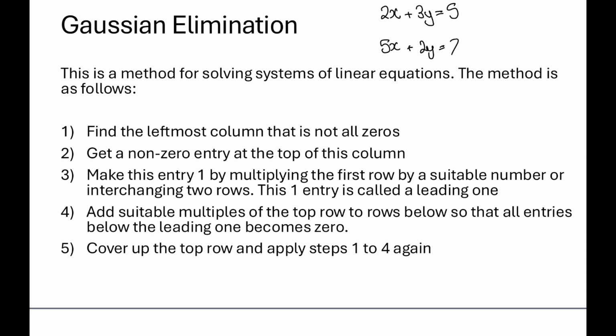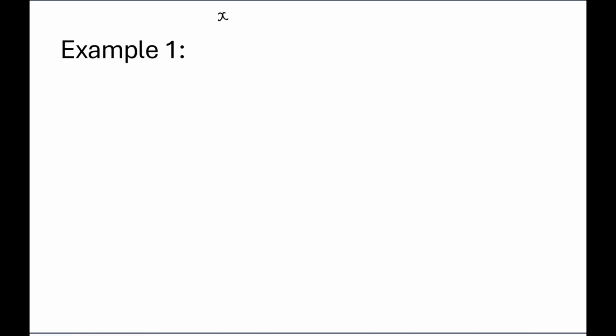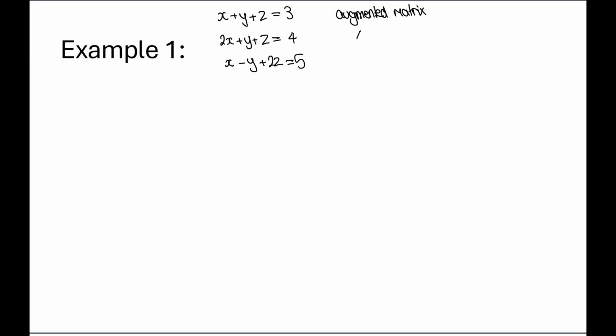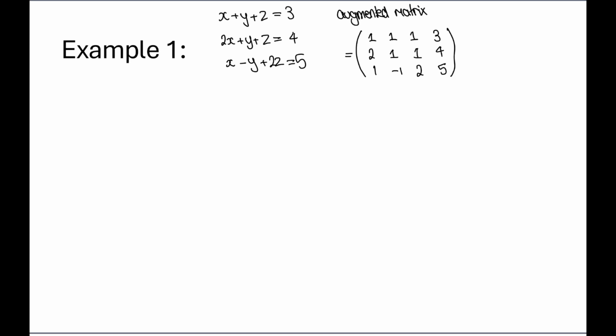To show you how this method works, let's say we had x plus y plus z is equal to 3, 2x plus y plus z is equal to 4, and x minus y plus 2z is equal to 5. What we first need to do is write the augmented matrix. All that would be is the coefficients of x, y, and z: 1, 1, 1, 2, 1, 1, and 1, minus 1, 2. And we include 3, 4, 5 over here. This would be the augmented matrix, which we write as A dash B.